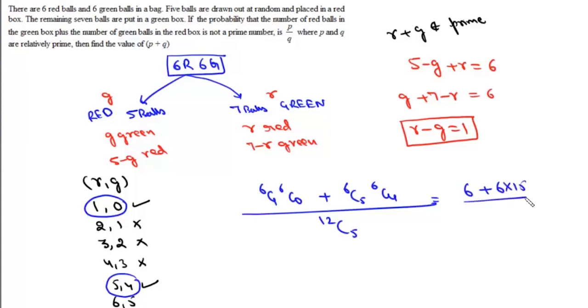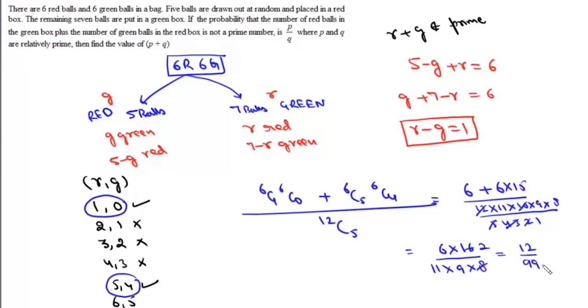into 15 upon 12, 11, 10, 9, 8, 5, 4, 3, 2, 1. Now 4 into 3 is 12, 5 into 2 is 10. Now this value is 6 into 16 upon 11 into 9 into 8. Now this is 2. So it will be this 12 upon 99, which is 4 by 33. So in this case, value of P is 4 and value of Q is 33.